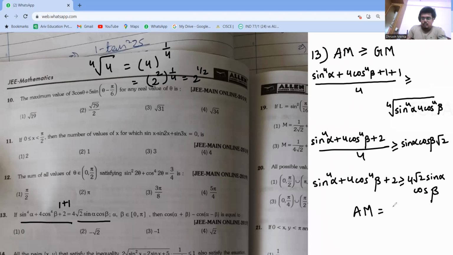Yes. And when does that happen? Do you guys know when is arithmetic mean equal to geometric mean? No. Trisha will tell you, Arush. Come on, Trisha. Tell Arush today: when is AM equal to GM?